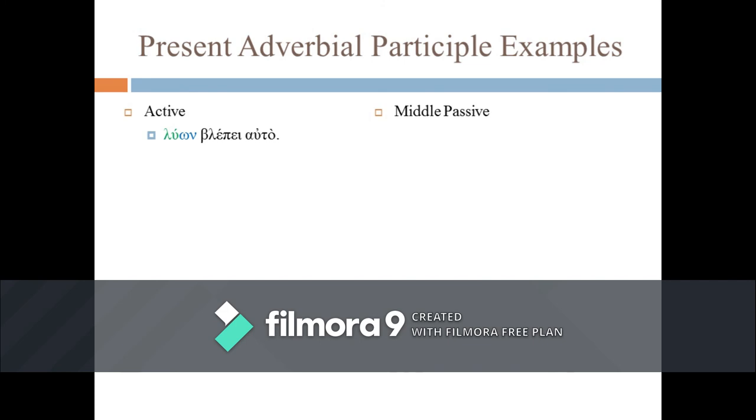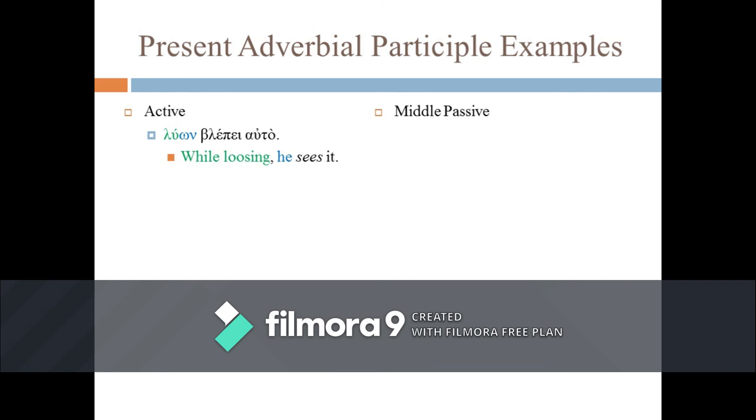Luon blepei auto. Luon is from the verb luo, to loosen, but that -on at the end tells us that this is masculine nominative singular. And because it's the beginning of the sentence, there's a good chance that this is going to be looked at as an adverb. So we're going to have the time at the same time as the main verb, which is blepei. While loosing, he sees it.